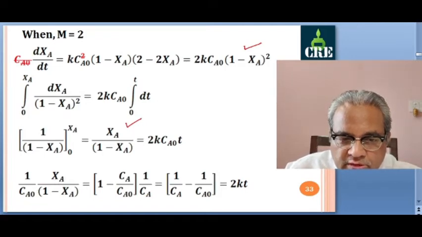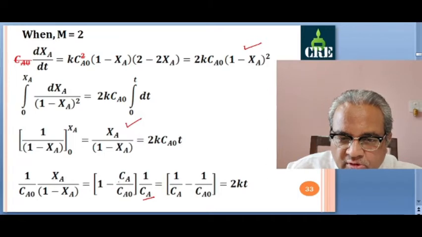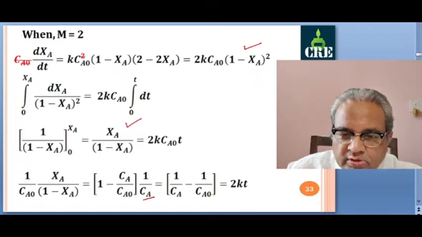Now this denominator is Ca0 into 1 minus xa. What is this? This is nothing but the Ca term, which I have written here. And what is xa? xa is 1 minus Ca by Ca0. So if I multiply by this term and solve this bracket, what I get is 1 upon Ca. The second term, Ca, cancels out, giving 1 upon Ca0. So 1 upon Ca minus 1 upon Ca0 is equal to 2kt.